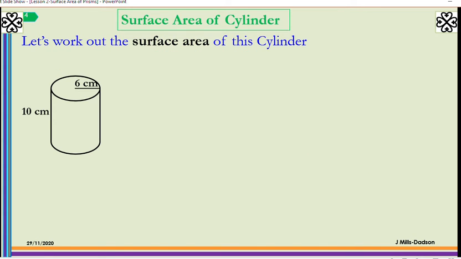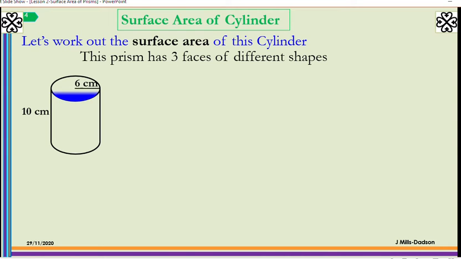Surface area of a cylinder. First, you need to understand the makeup of a cylinder. Now we say a cylinder has 3 faces of different shapes. What are the shapes? There is a circle at the top. There is a circle at the bottom. So there are 2 circles of the same size. Then we have the curved side. That makes it the 3 faces. So 1, 2, and the curved side.